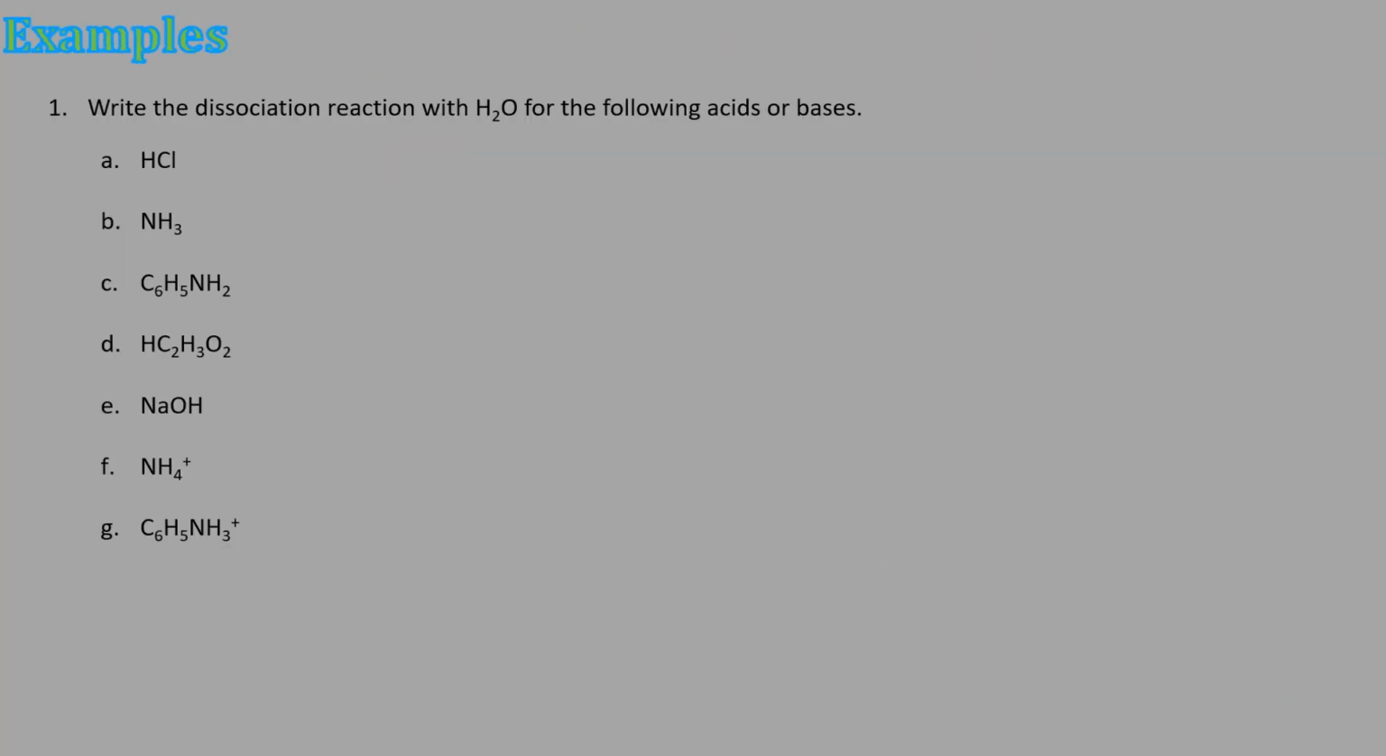All right, so we're going to write the dissociation reactions with water for the following acids or bases. If HCl dissociates with water, it dissociates 100% because this is a strong acid. So H2O is a base. It's going to take the H and leave behind chloride. All right, and the next one, NH3 is a base. It's a weak base because it's not one of the strong ones. So I use these arrows. Weak bases take hydrogen.